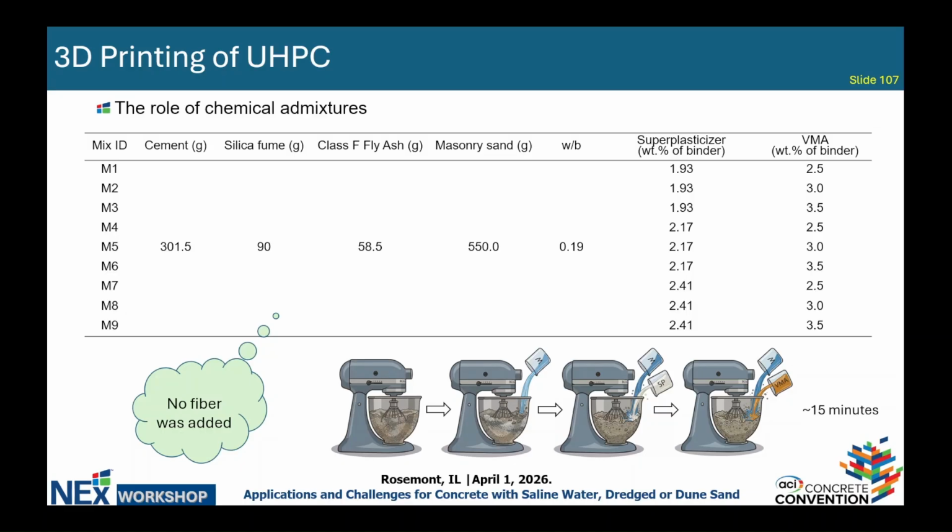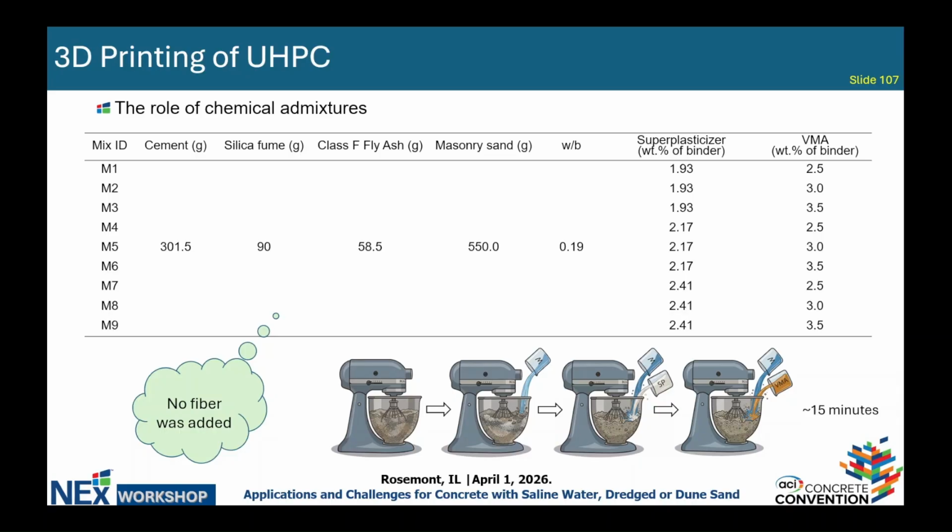As you can see, we have three different levels of superplasticizer, starting from 1.93%, 2.17% to 2.41% by weight of the binder. On each level of the superplasticizer, we have three dosages of VMA, like 2.5%, 3%, and 3.5% by weight of the binder. So in total, we have 9 different mixes to make sure that we can find the desired dosages of the chemical admixture to achieve the desired printability of this material.